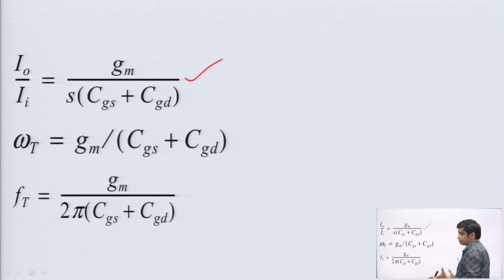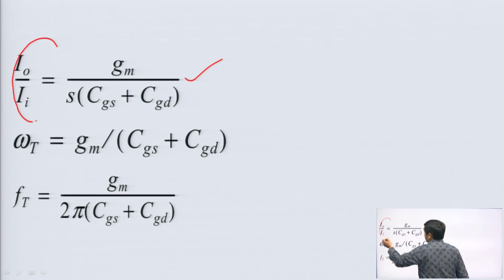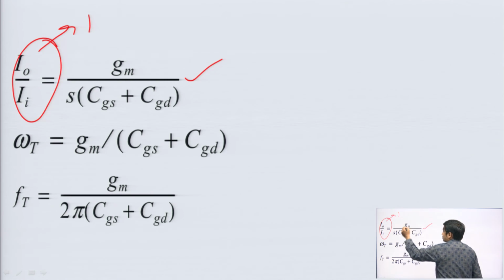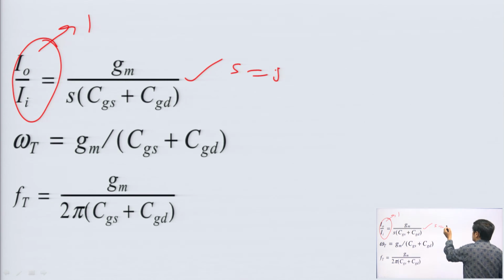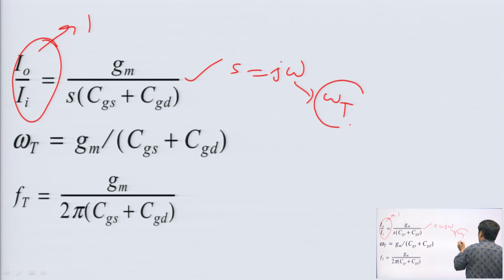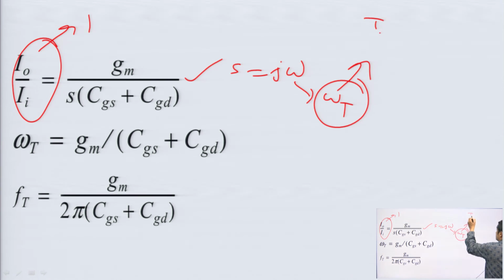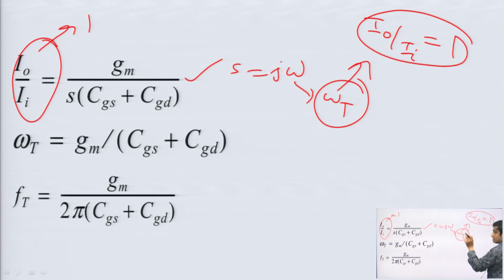The unity gain frequency, in fact, is the frequency at which the short circuit current gain, that is Io upon Ii, is 1. So, putting S equal to j omega and replacing omega with omega t, at this omega t, Io upon Ii is equal to 1. That is the definition of transition frequency. It is the frequency at which the short circuit current gain is 1.